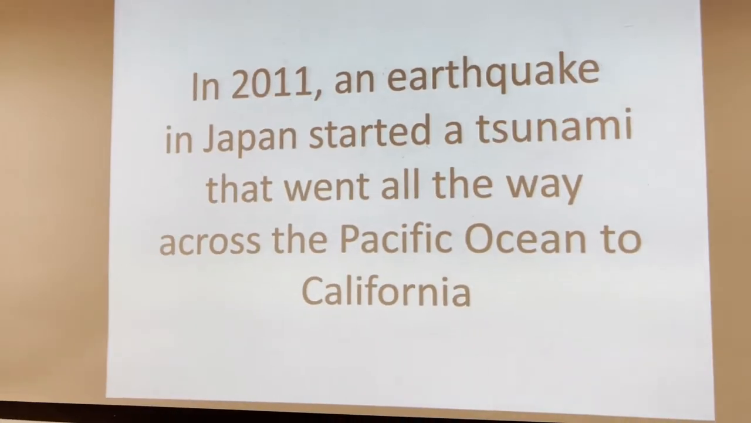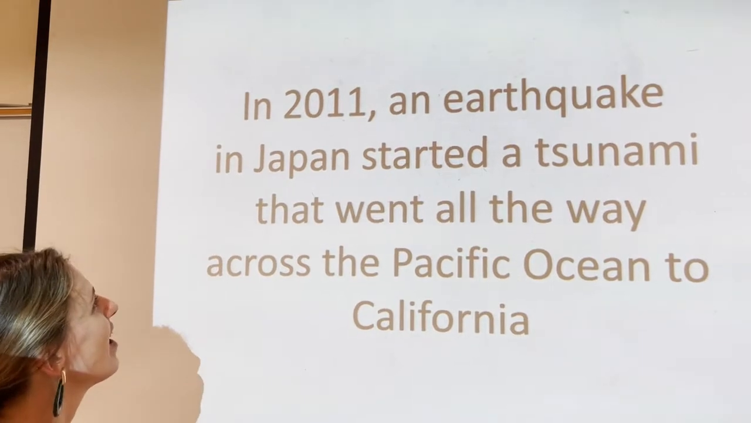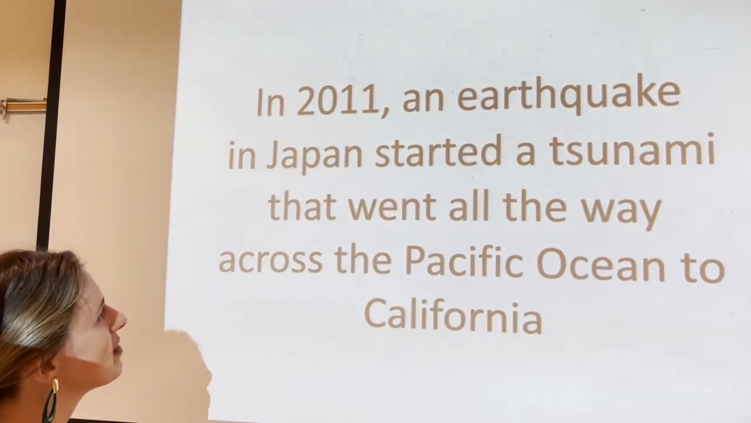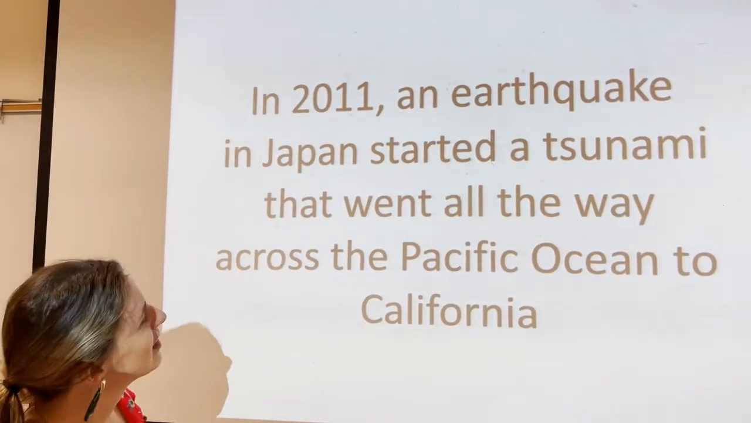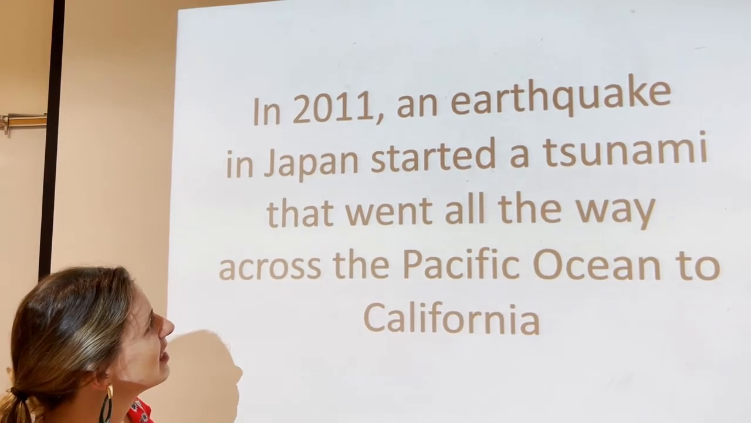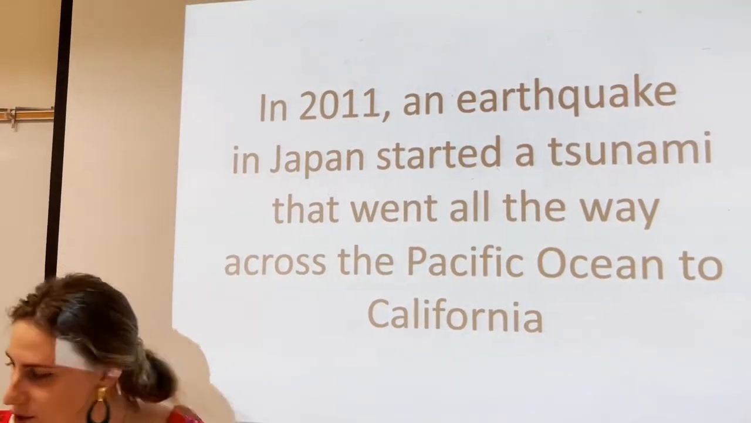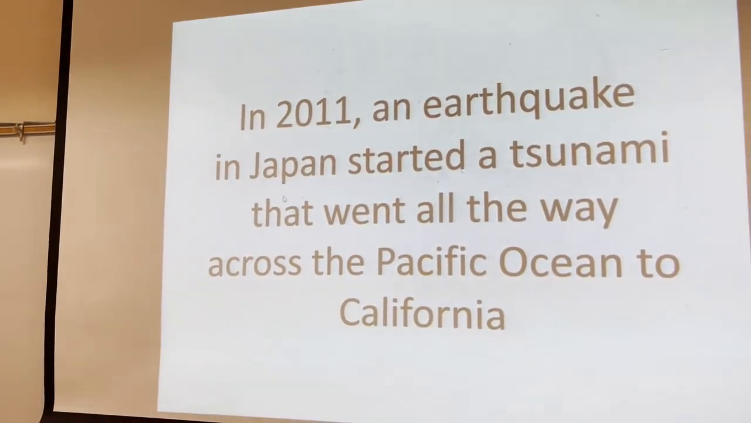Another question for you. In 2011, can you believe that was almost 10 years ago now? An earthquake in Japan started a tsunami that went all the way across the Pacific Ocean to California. Yeah, and it did some damage at some of the harbors, especially up in Eureka in Northern California. Yikes. Hopefully you know where Japan is. Hopefully you know where the Pacific Ocean is. Hopefully you know where California is.